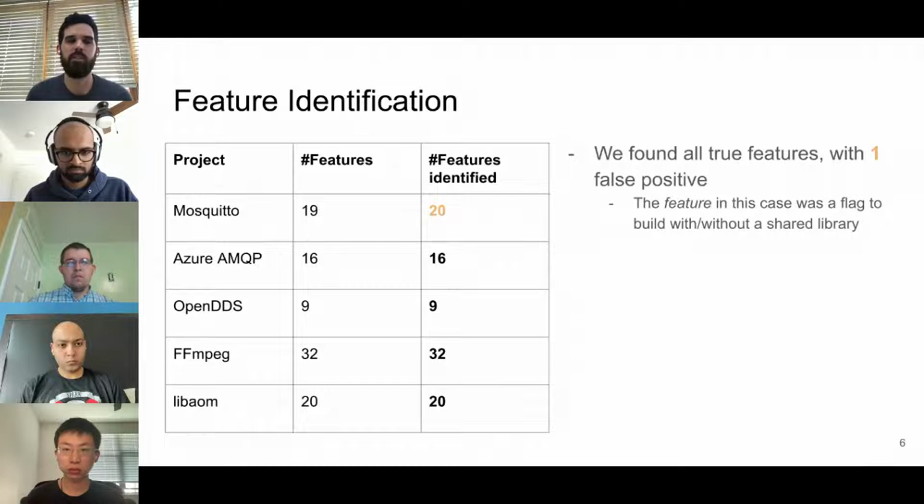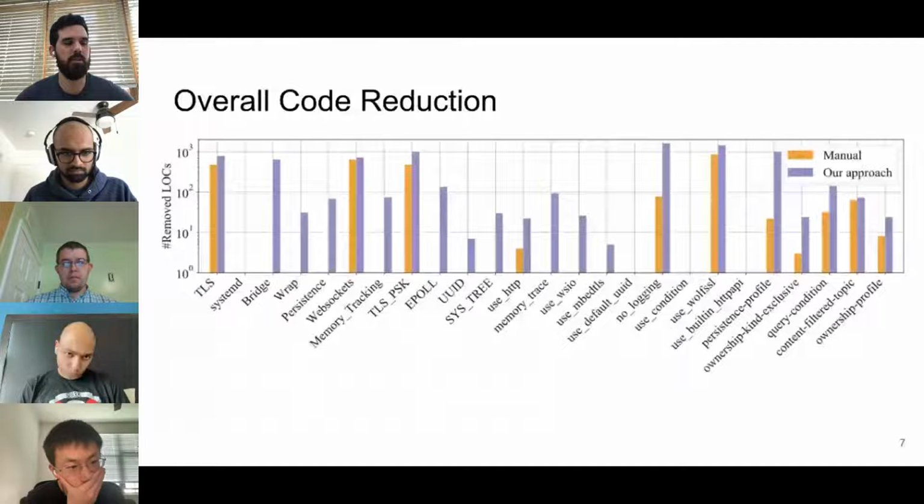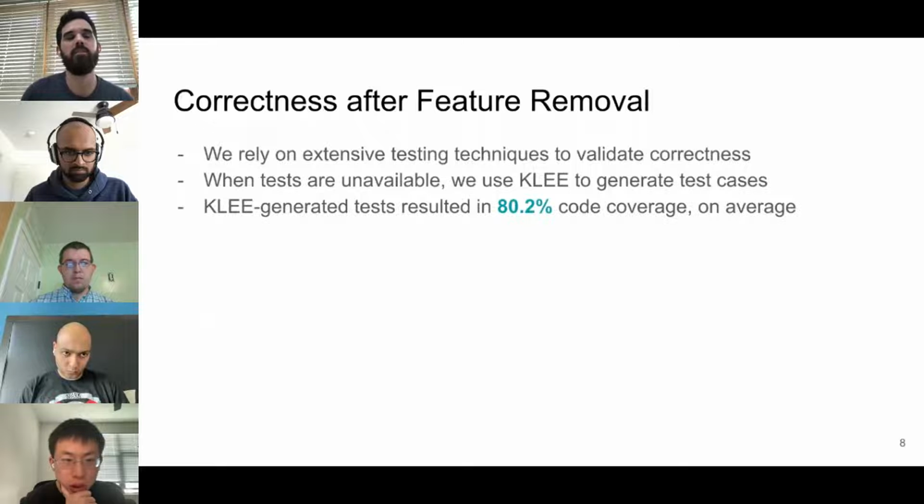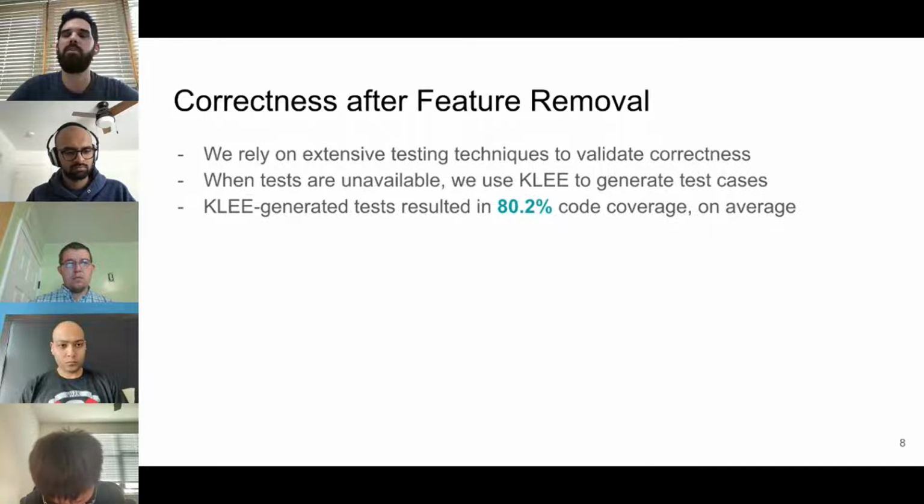As far as overall code reduction, we can see that the Pratt-based approach tends to lead to a non-insignificant amount of code reduction versus the native build system. And lastly, for correctness after feature removal, we rely on extensive testing, a dynamic analysis-based approach. And when those tests aren't always available, we then use the CLI log execution environment to generate test cases. And for all our test cases that were generated with CLI or synthesized test cases, those resulted in high code coverage on average. So we were pretty confident in saying we didn't introduce any new errors.